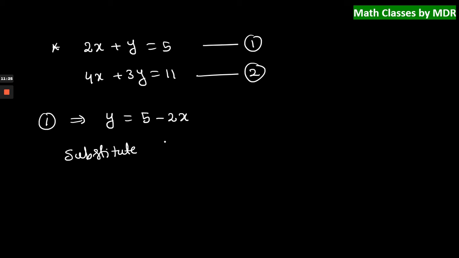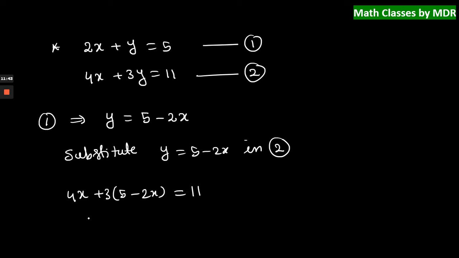We always substitute these values, that's why it's called substitution method. y is equal to 5 minus 2x in equation 2. So let's substitute this. In place of y, we have to write 5 minus 2x, which is equal to 11. So 4x plus 15 minus 6x is equal to 11, right?